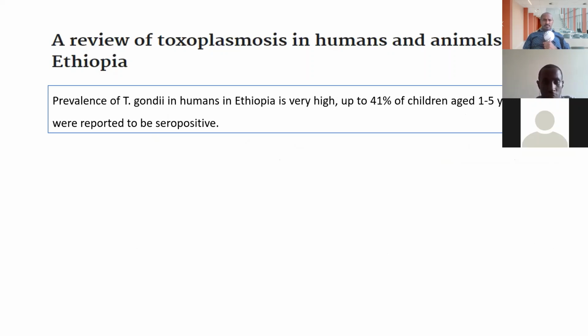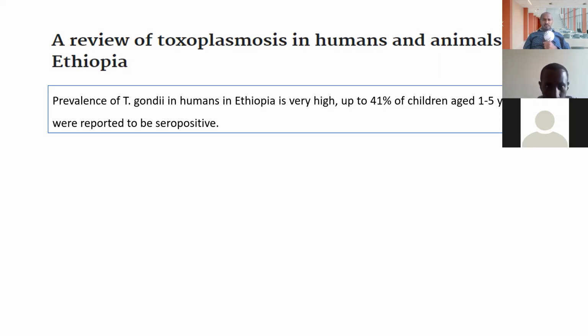So another one is the toxoplasma. Toxoplasma in animals and in humans is also highly endemic in Ethiopia. If we directly look at the prevalence of Toxoplasma gondii in humans in Ethiopia, it is very high, up to 41%, especially children less than 5 years, who are highly seropositive for this protozoa.